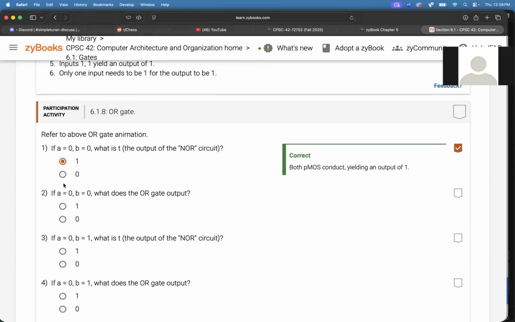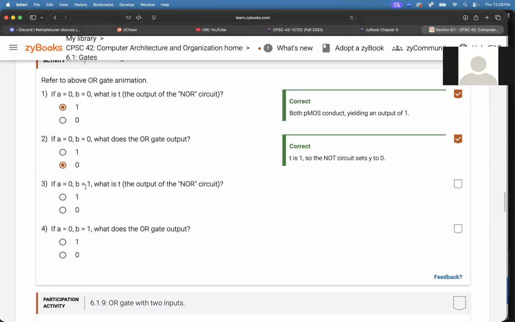So they're just using different terminology from the last one. So if A is 0 and B is 0, what is the OR gate output? 0. If A is 0 and B is 1, what's the output of the NOR circuit? Not NOR, is not OR.